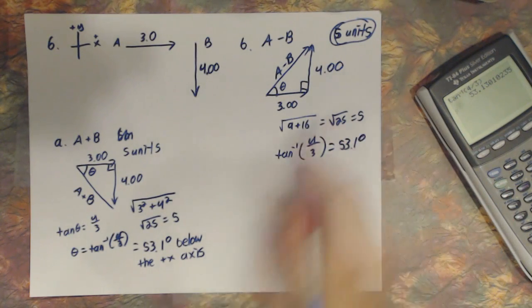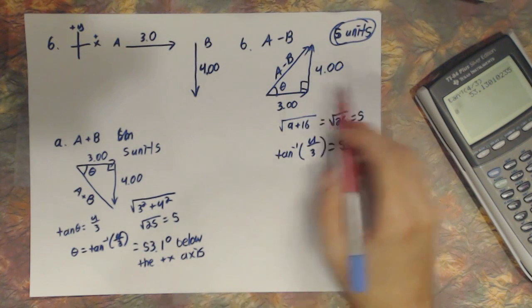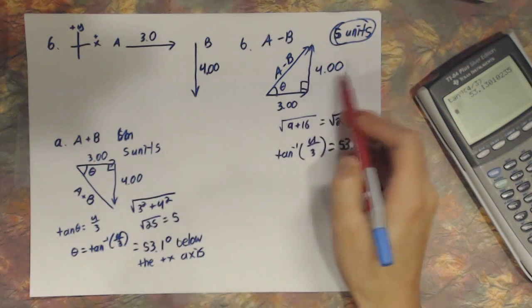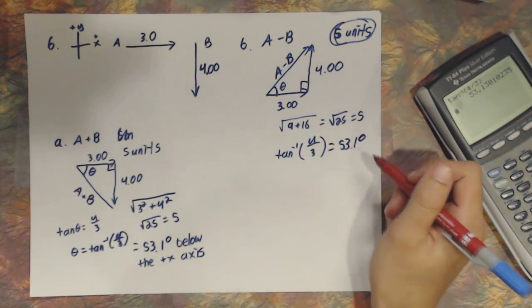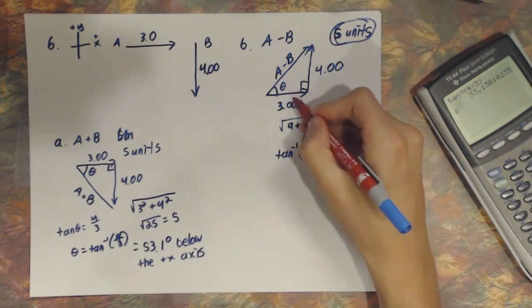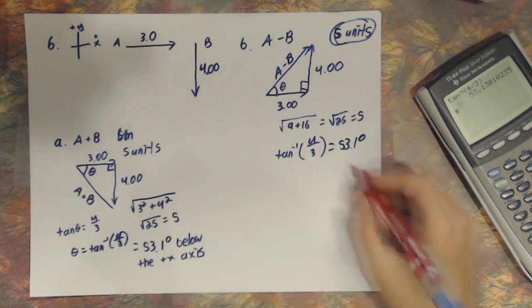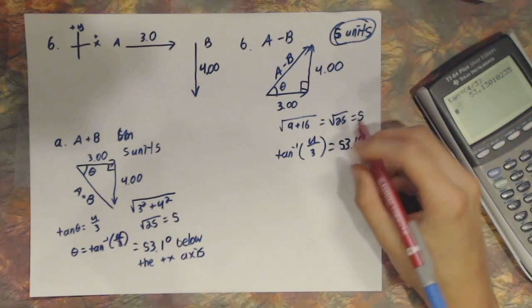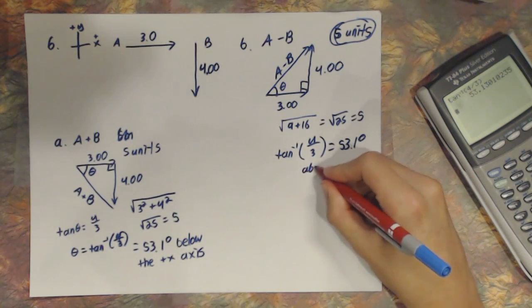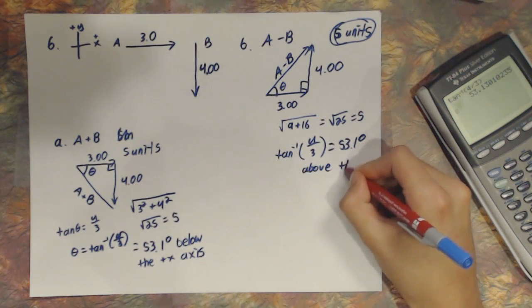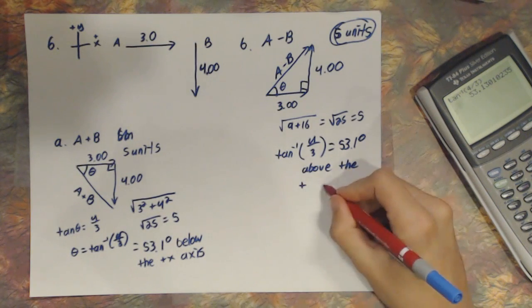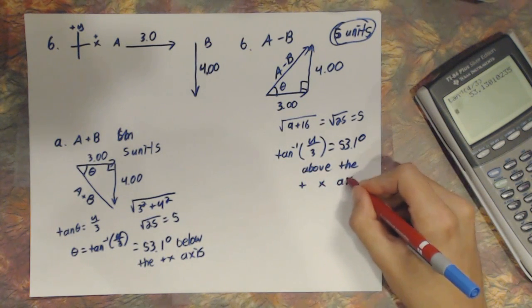And if you notice, this problem is looking a lot like this one, because both these vectors, A and B, have the same magnitude. But the difference is, this is 53.1 degrees above the positive x-axis, whereas this is 53.1 degrees below the positive x-axis. So 53.1 degrees above the positive x-axis.